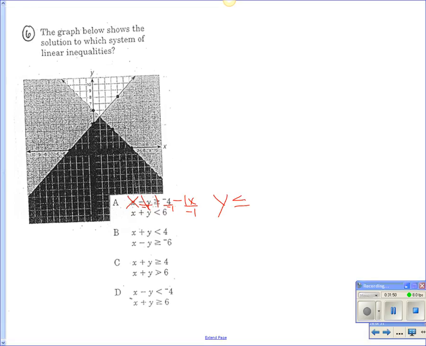What's -4 divided by -1? 4. And -1 divided by -1? 1. Okay, so let's test this. What's the y-intercept here? 4. This one goes through 4, up 1 and over 1. Should it be solid? And how should you shade? Did they shade below? Okay.